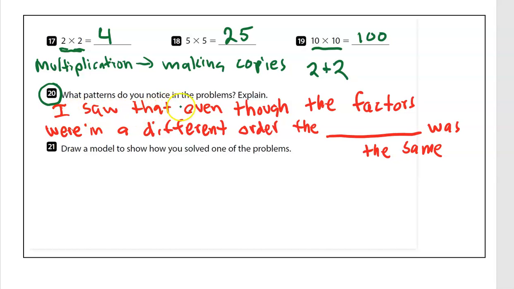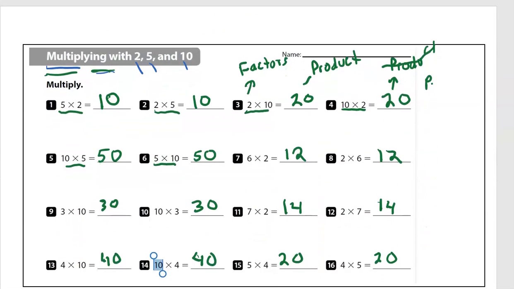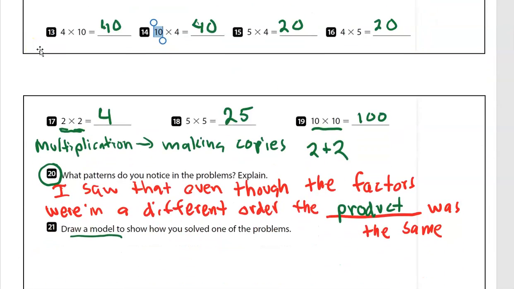Okay, I saw that even though the factors were in a different order, and I hope you wrote the word product, was the same. Okay. Down here, draw a model to show how you solved one of the problems. Well, we'll go take a look at one of those problems. Let's pick the first one. We'll pick 5 times 2.